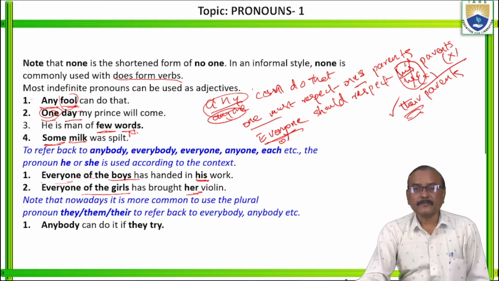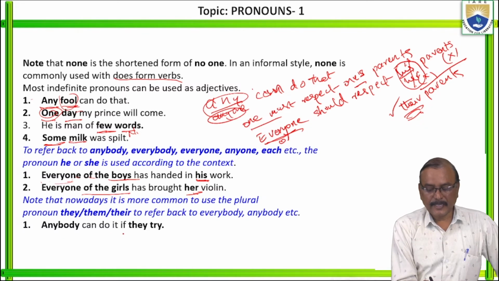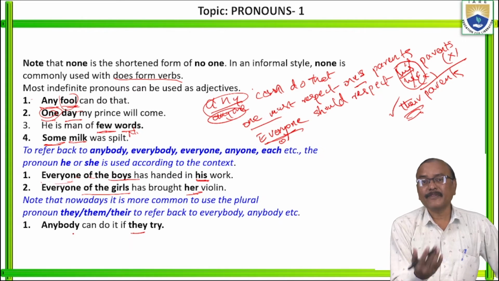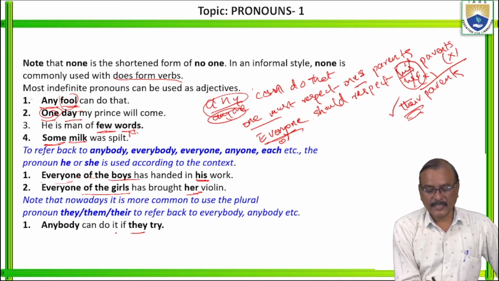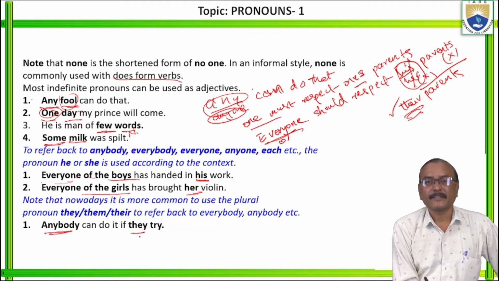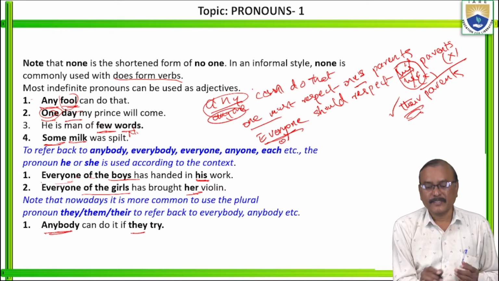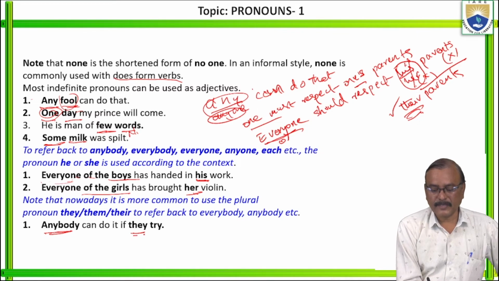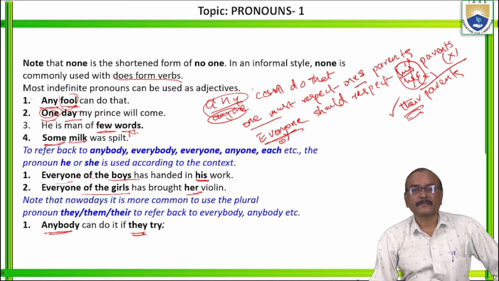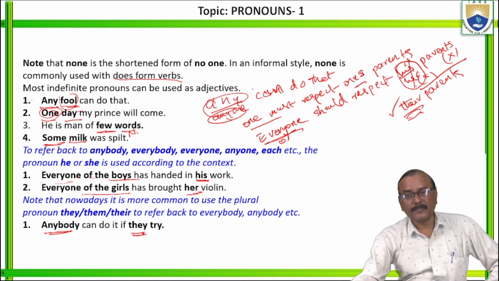See here. Anybody can do it if they try. Anybody means male or female. So you can't say anybody, though it is a singular. Though it is a singular, you can't say she or he here. Anybody can do it if she tries or if he tries. So instead of he tries or she tries, to avoid gender discrimination, you can say they try. So here you should be very careful.